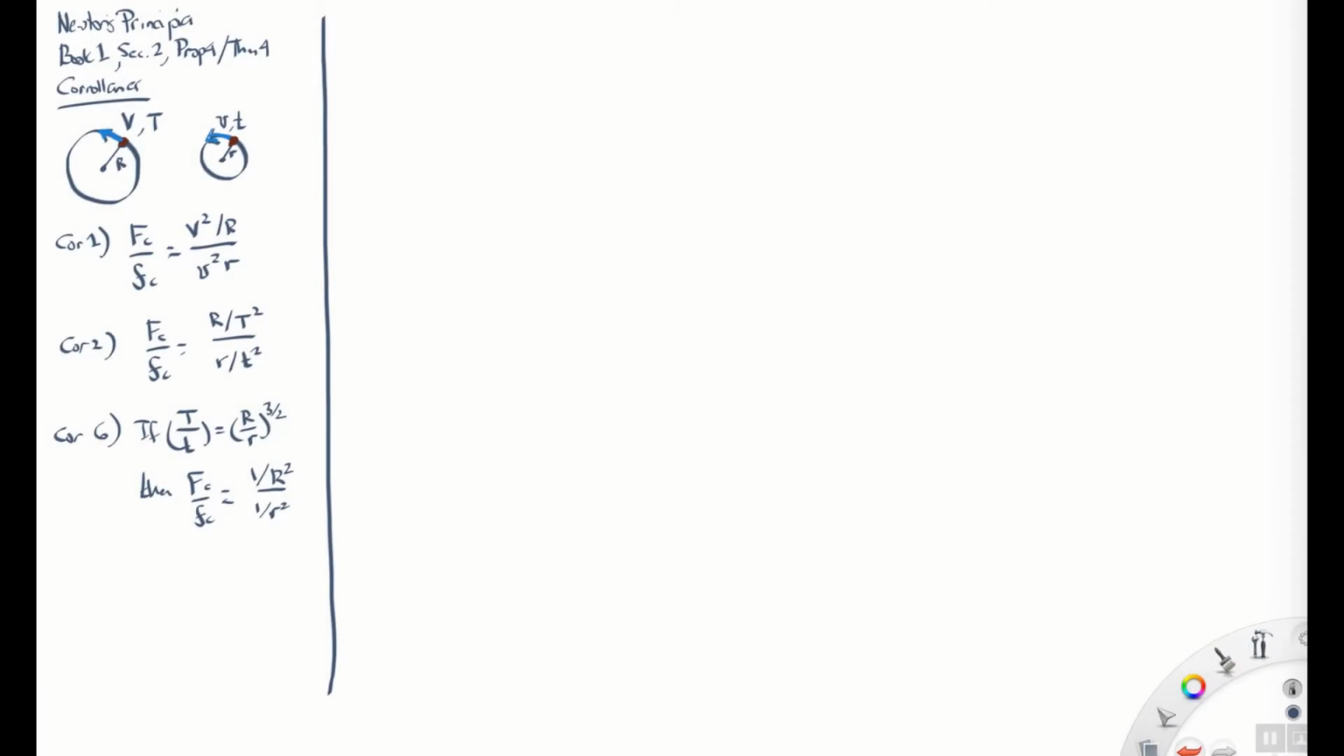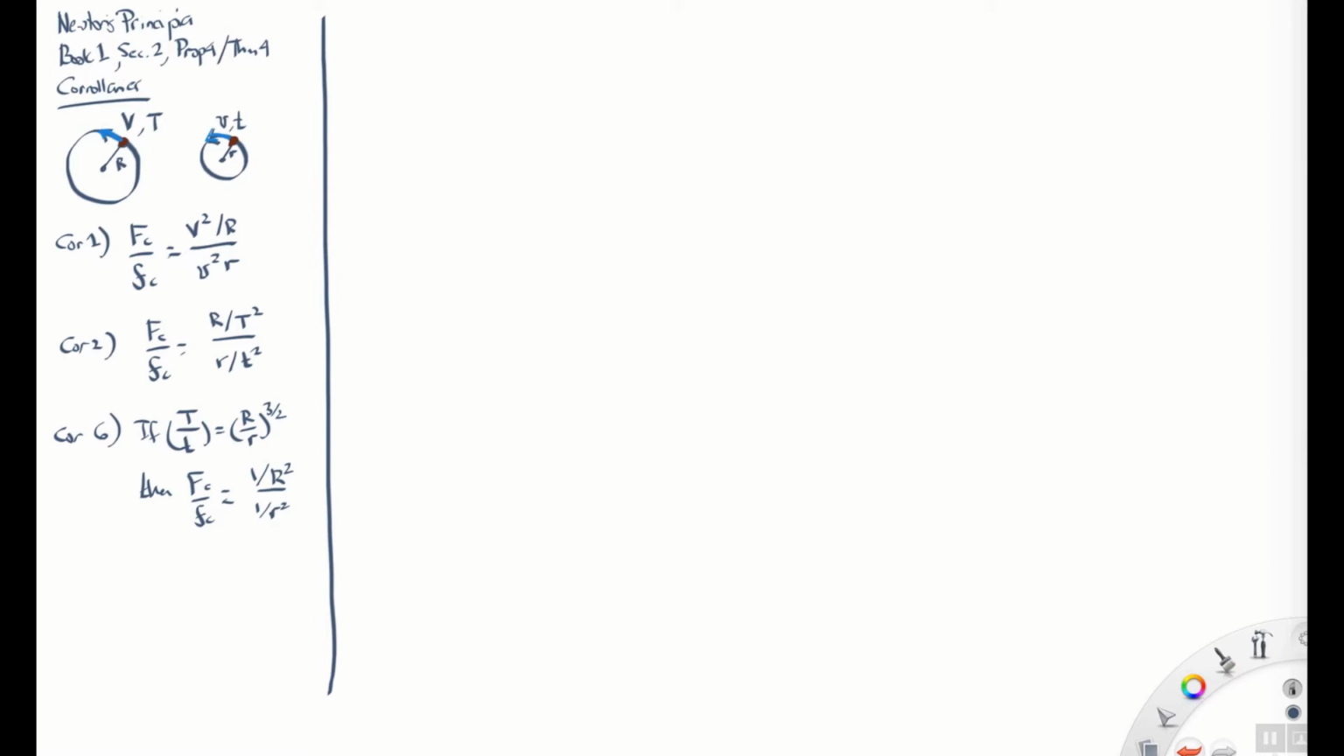We've been talking about Newton's Principia, Book 1, Section 2, Proposition 4, or Theorem 4. In the last lecture, we focused on the corollaries. Remember, the idea is that if we have two objects in circular orbits, the larger circle has a radius capital R, the object is moving at a constant speed capital V, and it takes a time capital T to go all the way around. The smaller circle has a radius little r, it's moving at a constant speed little v, and it takes a time little t to go all the way around.